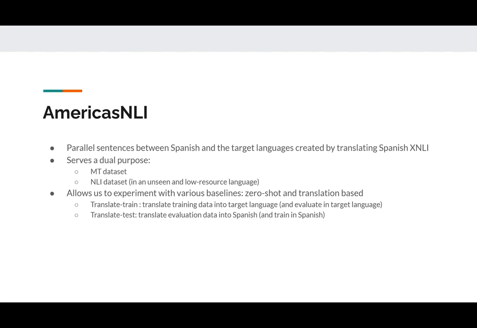Doing this served a dual purpose in that we could use the sentence pairs for machine translation, but if we kept the natural language inference labels, we could then use this new data set as a natural language inference data set. This allowed us to experiment with a bunch of different baselines and start to extend the 1600 languages paper to more tasks and see how the results hold for more difficult tasks. And this work is still ongoing.